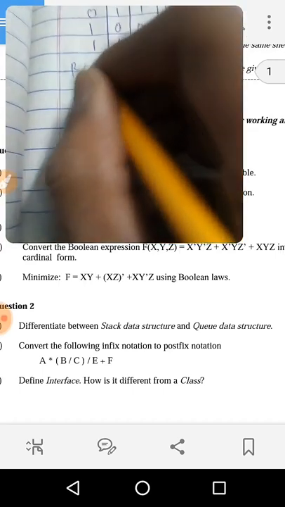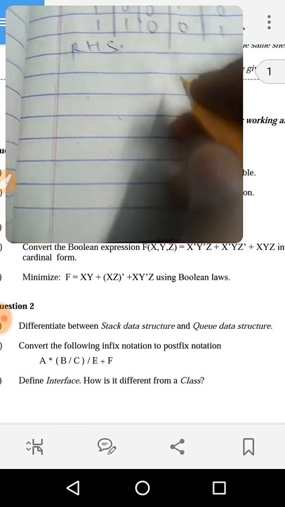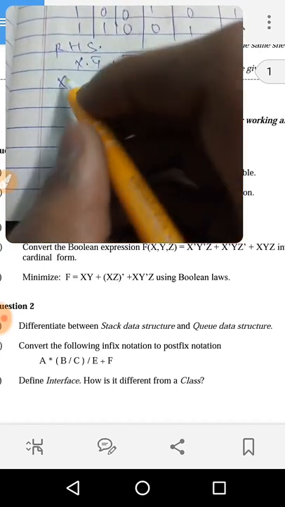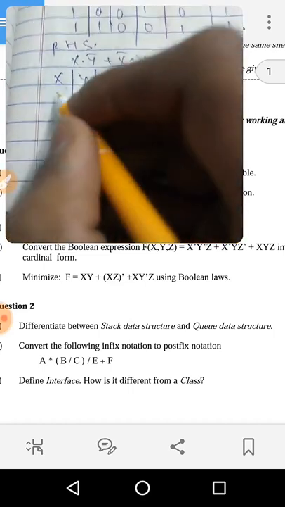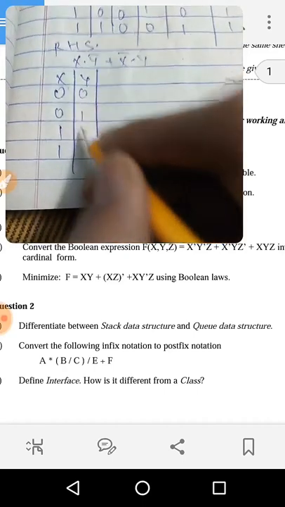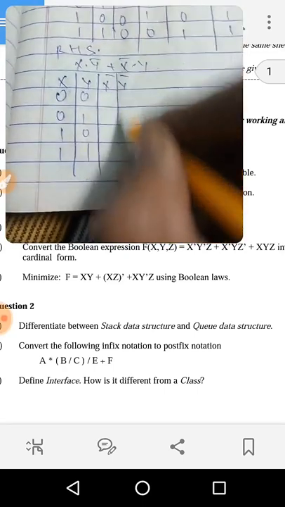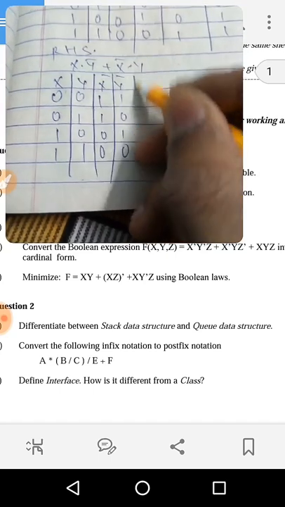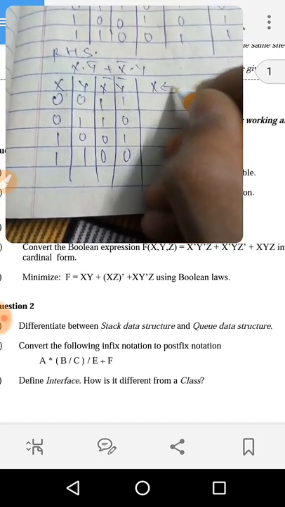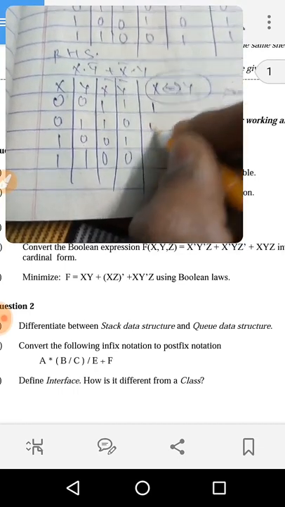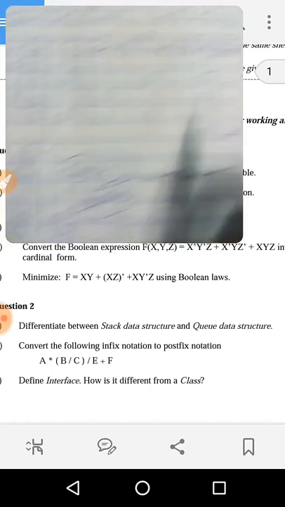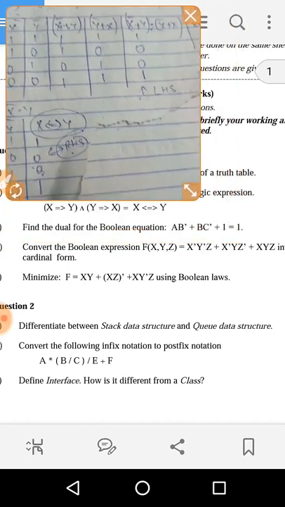Now for the right hand side, we need the table of x dot y bar plus x bar dot y. So we're going to again make x and y: 0 0 1 1, 0 1 0 1, x bar and y bar: 1 1 0 0, 1 0 1 0. And if you know the truth table of biconditional is 1 0 0 1, you can solve it and you will get this one here. So this is our RHS. This RHS is equal to LHS. So hence it is proved by truth table.